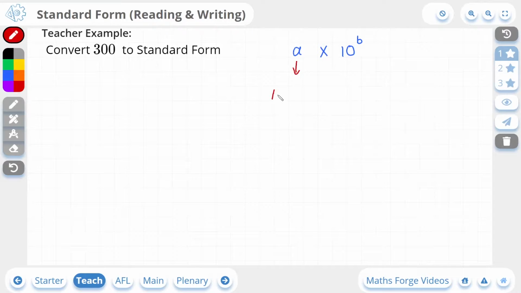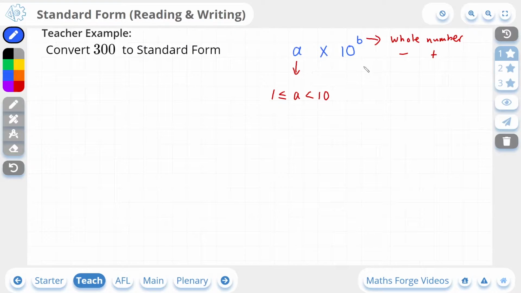A has to be a number between 1 and less than 10. So A can be 1, but it has to be less than 10. And that's the condition for it to be written in standard form. As for the power of B, it has to be an integer. So that means it has to be a whole number that can be negative or positive.